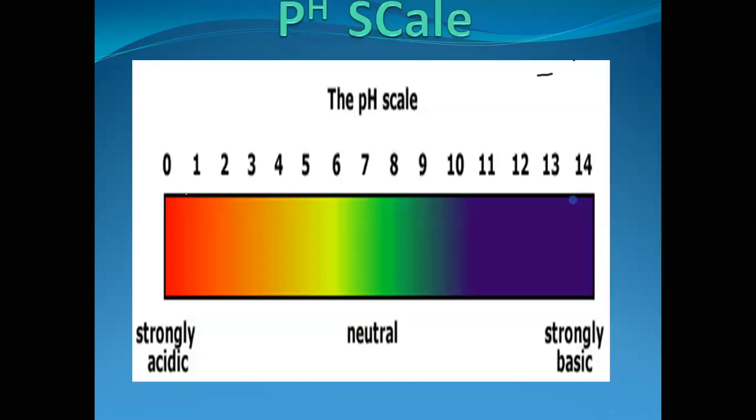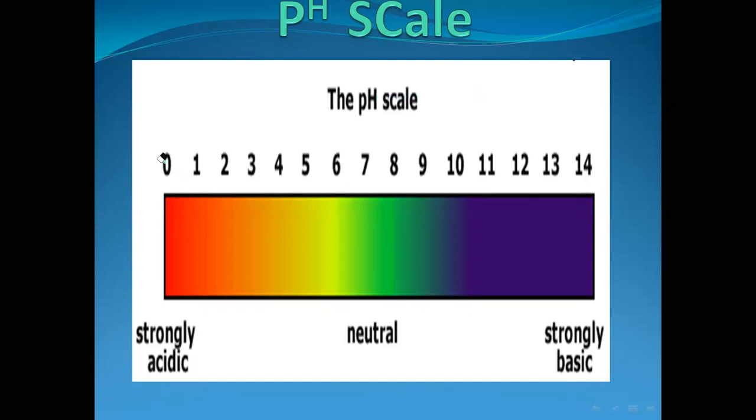Here I have the pH scale. What does the pH scale mean? It is a scale from 1 to 14. From this scale you will know whether you have an acid or an alkaline solution. If pH is less than 7, you are talking about acid. If pH is more than 7, you are talking about base. If exactly 7, you are talking about neutral solution.